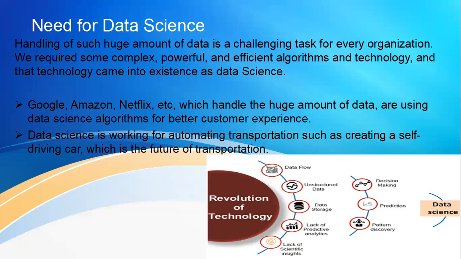Data science is working on automating transportation, such as creating a self-driving car, and this self-driving car is the future of transportation. Imagine a self-driving car needs so much training, and it has so much data, and we have to train it so well because there are humans sitting inside a car without a human driver. So this is a hugely risky task, and there is a lot of data science involved in it. Data science is being used for the creation of self-driving cars.